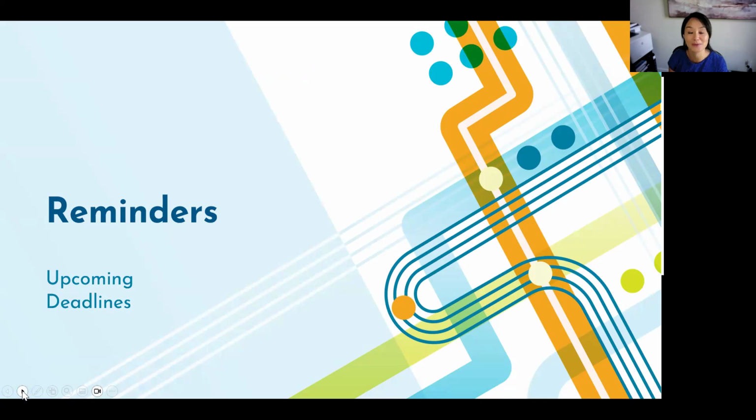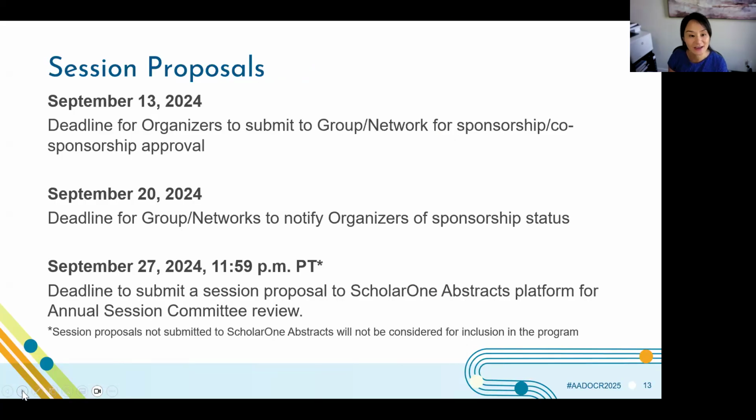The last part is the reminders for upcoming deadlines. Here are some key dates. By September 13, we have a deadline, which is also on the website. That's the deadline for proposal organizers to submit their proposal to the group network for scientific or financial sponsorship approval. By September 20th, the different networks and groups should inform the organizer whether their proposal is accepted or approved for sponsorship. By September 27th is the deadline for symposium and workshop organizers to submit their proposal to the AADOCR on the ScholarOne abstract platform. That is pretty much the absolute deadline for the submission.